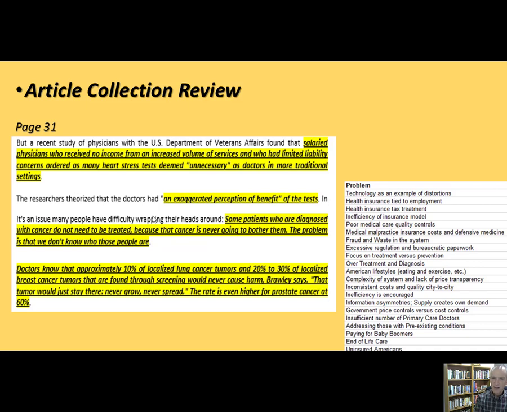Some patients who are diagnosed with cancer do not need to be treated because that cancer is never going to bother them. The problem is that we don't know who those people are. And we'll get into this much more in the video. I think you're really going to like the video. Doctors know that approximately 10% of localized lung cancer tumors and 20 to 30% of localized breast cancer tumors that are found through screening would never cause harm. That tumor would just stay there, never grow, never spread. The rate is even higher with prostate cancer at 60%.